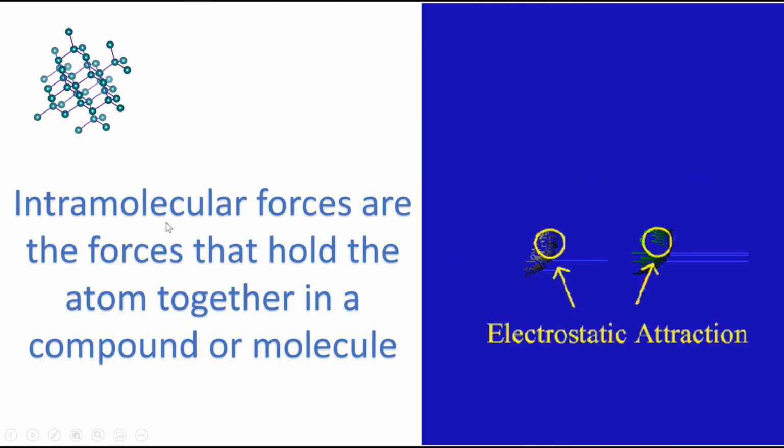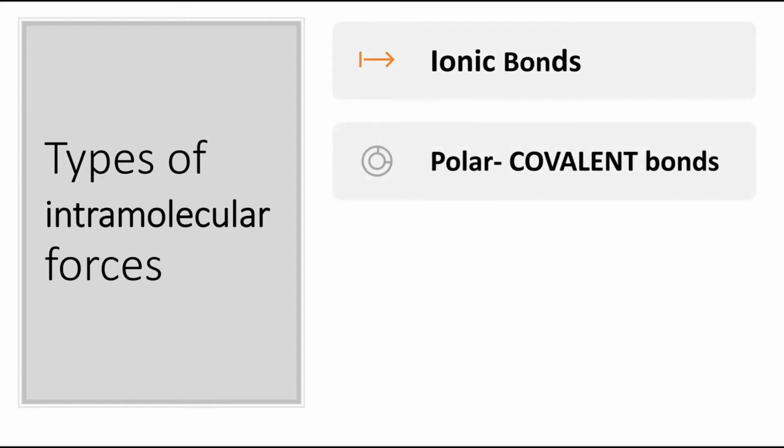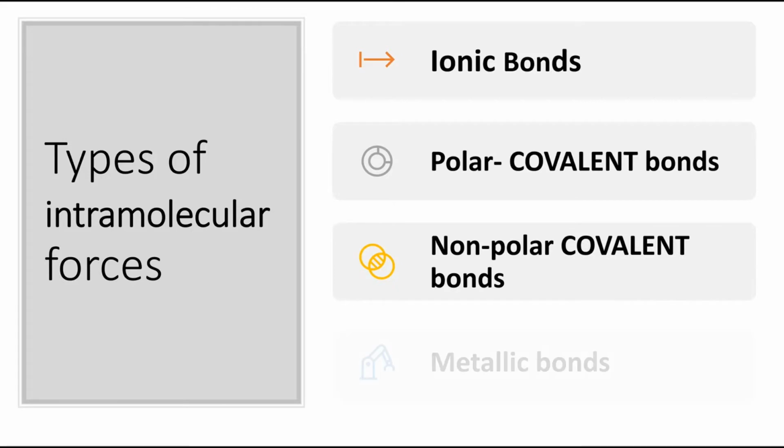There are basically four types of intramolecular forces. They are ionic bonds, polar covalent bonds, non-polar covalent bonds, and the fourth one is metallic bonds. We will learn mainly about the ionic bonds, polar covalent and non-polar covalent bonds within this video, but I will just briefly tell you what metallic bonds are.